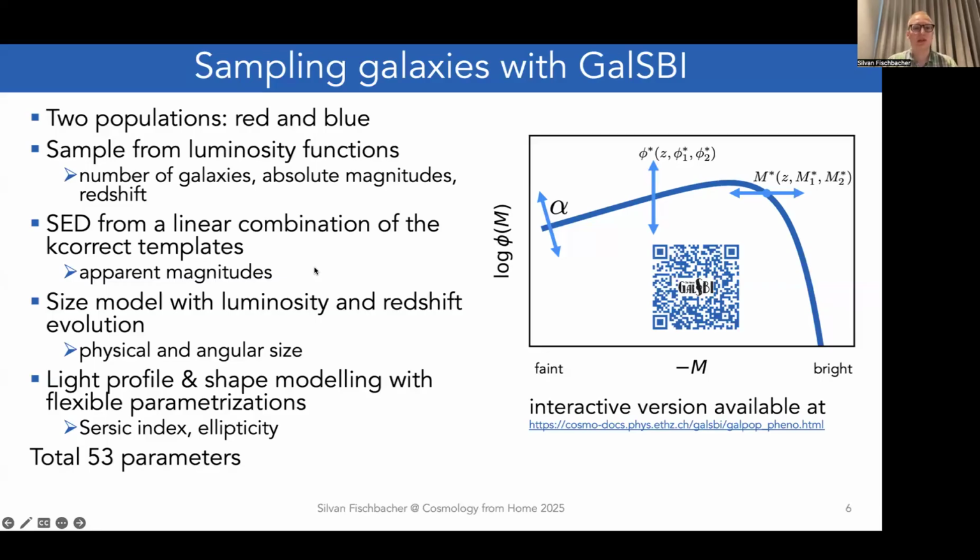Then we have a size model that depends on the luminosity and also evolves with redshift to assign physical and angular sizes to each object, and we also have some flexible parameterizations for the light profiles and for the shape, such that we can then assign a Sersic index and also the ellipticity to each of these galaxies. In total, this gives us 53 parameters that we constrain in this model using SBI.